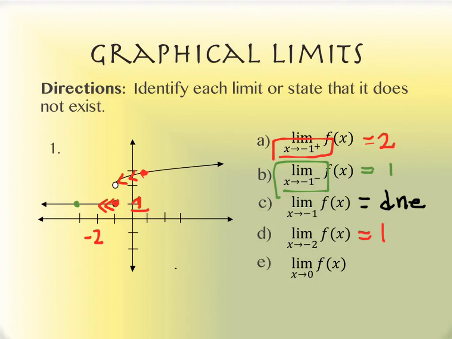Okay, we're going to do the same kind of argument one more time, except that our point we're looking at is an x value of 0. Where is the x value of 0? We are going to come at it from both sides. Where is the x value of 0 located?